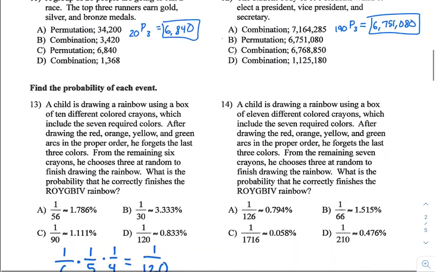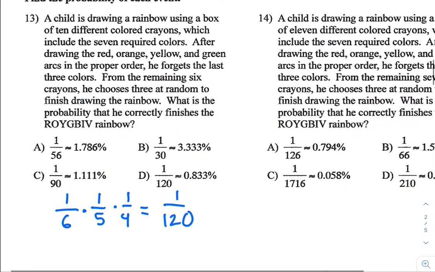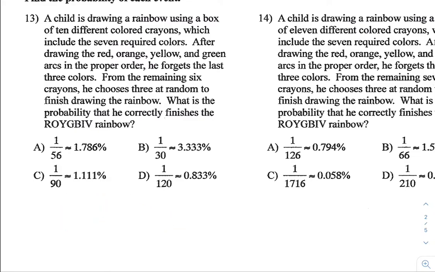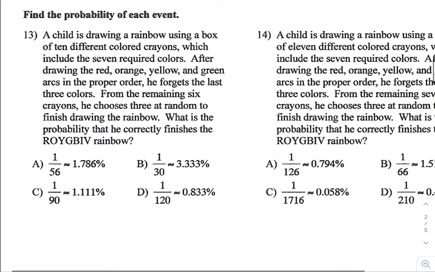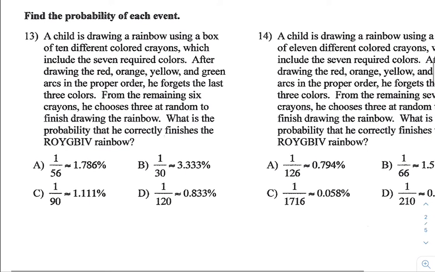Alright, so now we're going to get into the word problems, okay? A child is drawing a rainbow using a box of 10 different colored crayons, which include 7 required colors. After the red, orange, yellow, and green arcs in the proper order, he forgets the last 3 colors. From the remaining 6 crayons, he chooses 3 at random to finish drawing the rainbow. What is the probability that he correctly finishes the ROYGBIV rainbow?